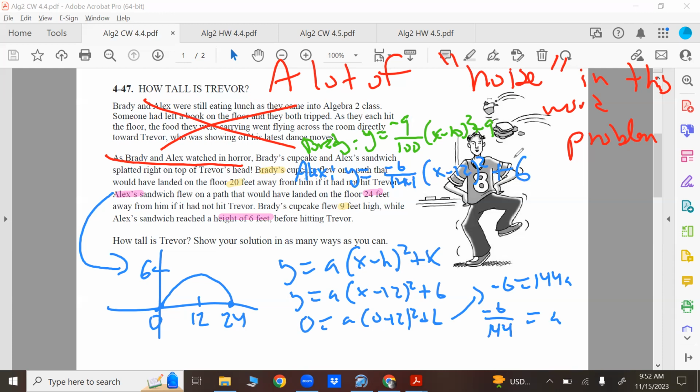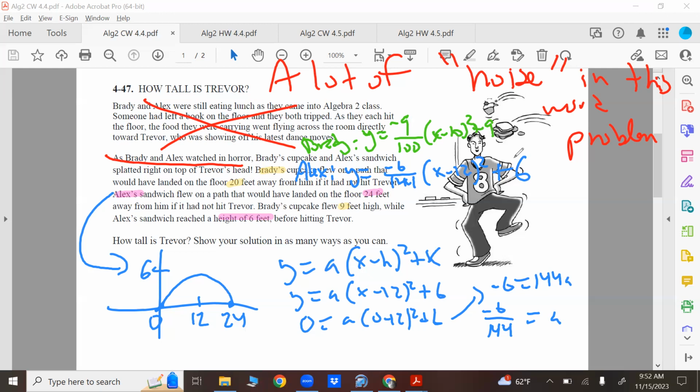Okay. Now, what am I going to do with those equations? Because think about it. They both throw food, right? Do the food items meet at the same time? Well, not meet at the same time, but do they hit the same targets? They hit the same target, right? Yeah, maybe they don't hit at the same time, but they hit the same target, right? So they intersect. These two curves have to intersect.